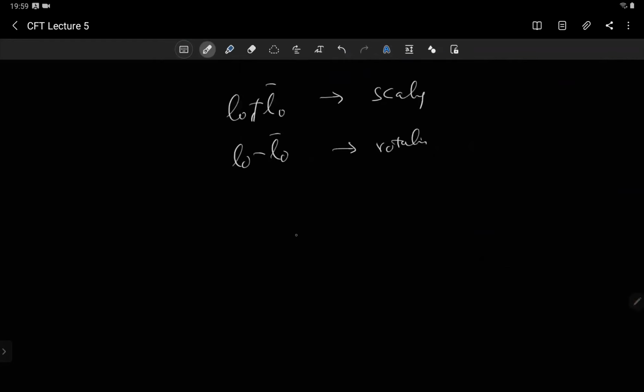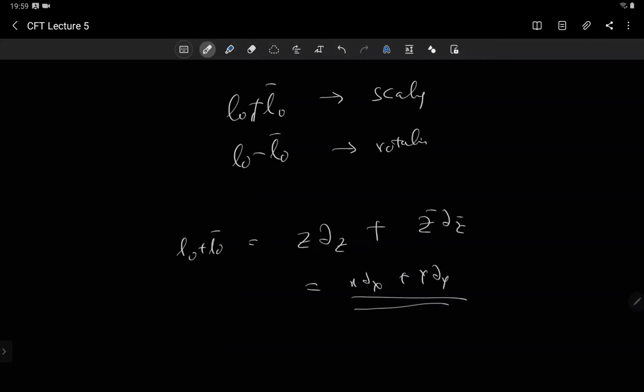So your transformation L0 would be z del z, right? And L0 bar is z bar del z bar. If you add these two, this is L0 plus L0 bar. There is a minus sign, but let's forget the minus sign. You can show that this is equal to x del x plus y del y. And remember, when we were doing higher dimensions, we had said that this is what scaling does. The exponential of this is scaling. And if you do L0 minus L0 bar, you can show it is x del y minus y del x. So this is scaling and this is rotation.